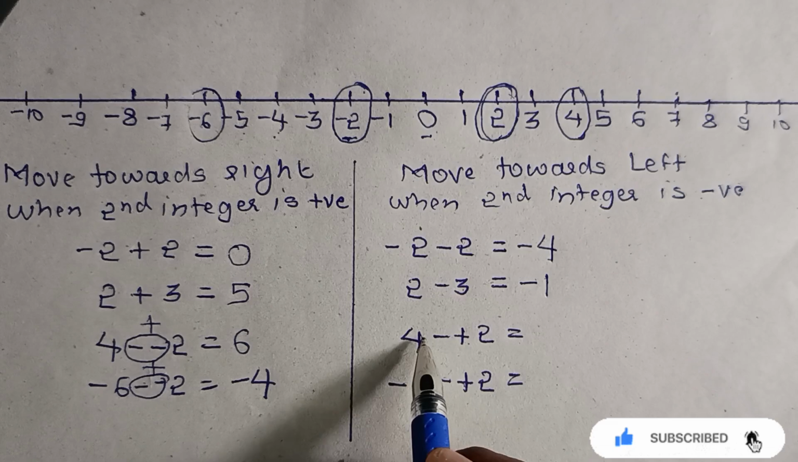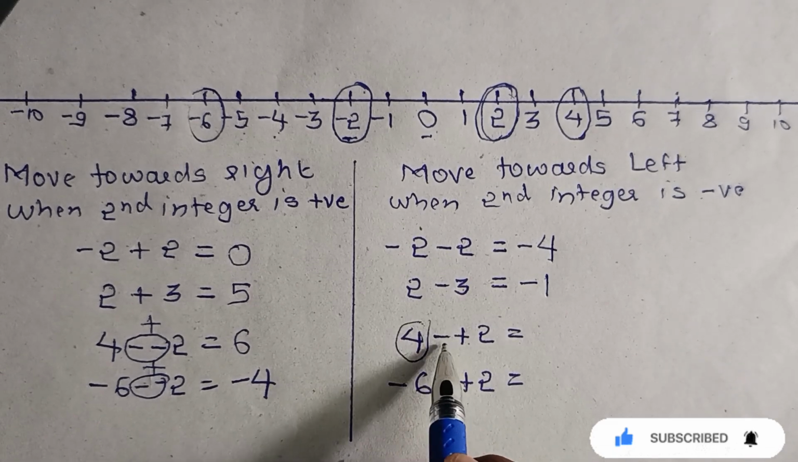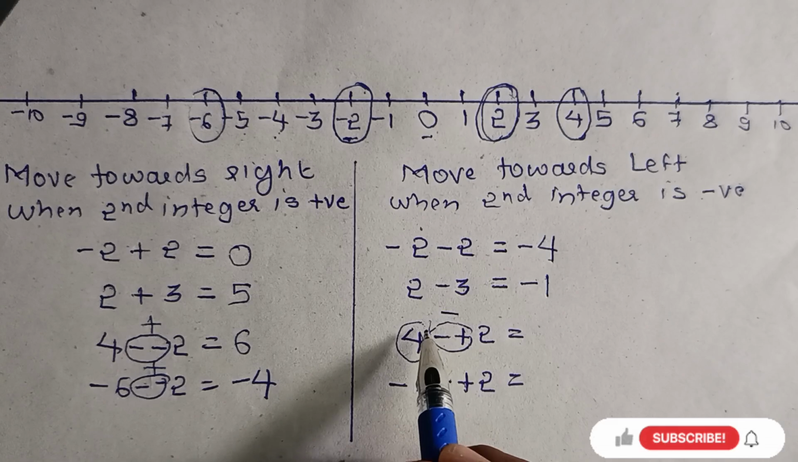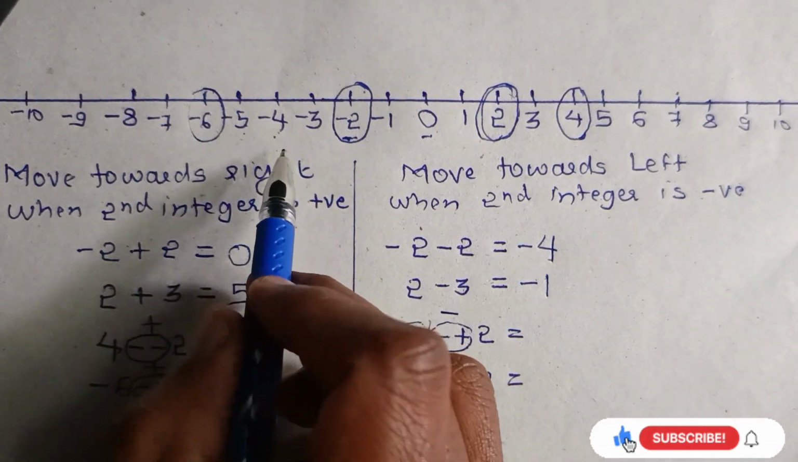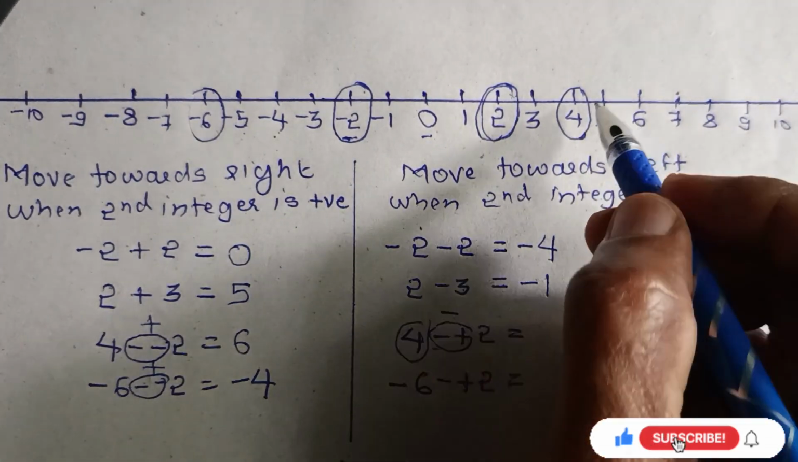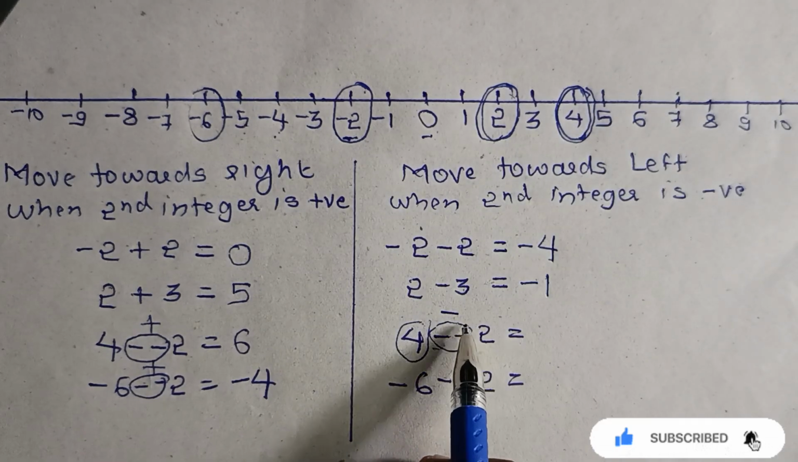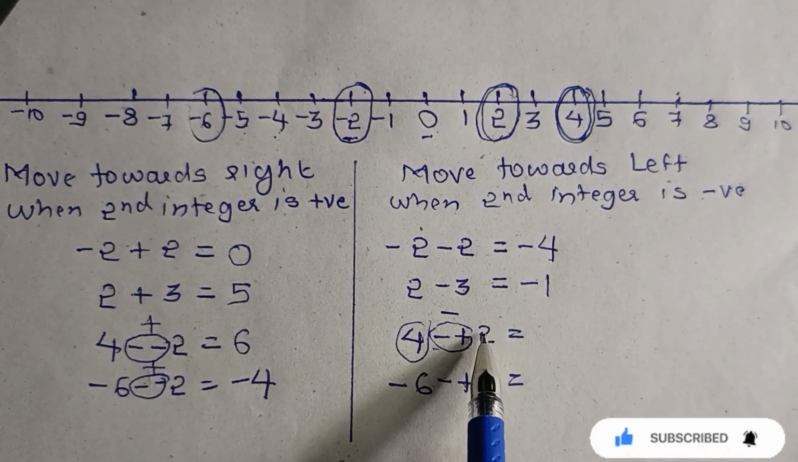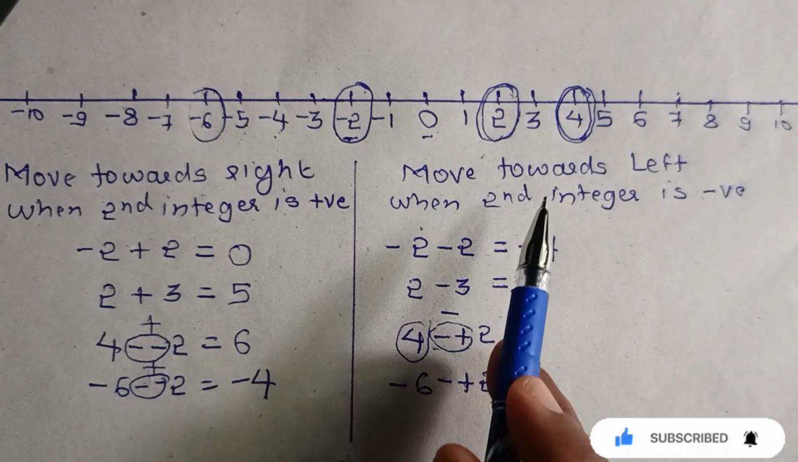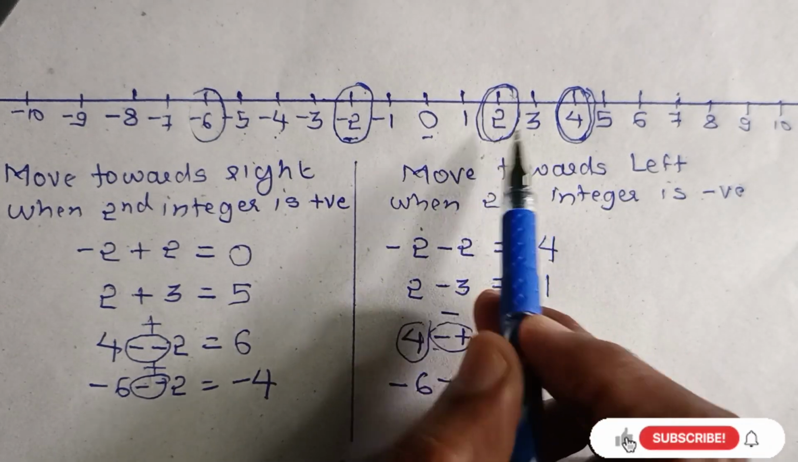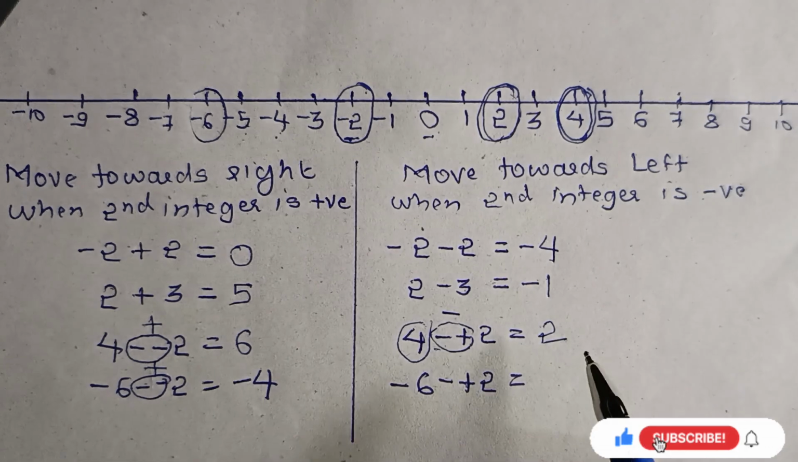Here the first integer is 4. Here two signs are there. Minus into plus is minus. So what is the first integer? Sorry, the first integer is 4. And the second integer is -2 now. -2 means you have to move towards the left-hand side. So how many places? 2. 1, 2. The answer is 2.